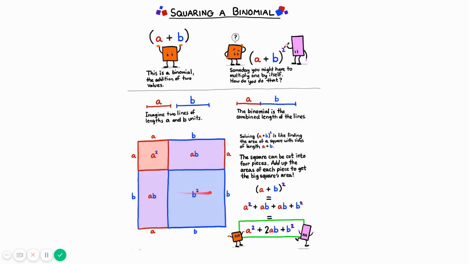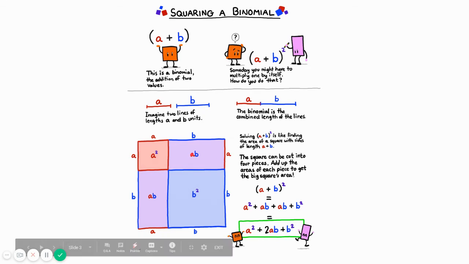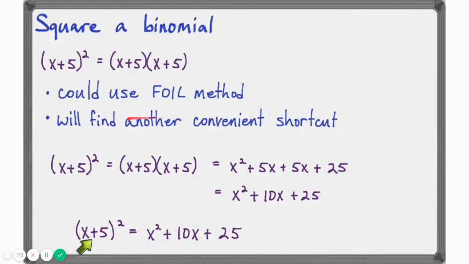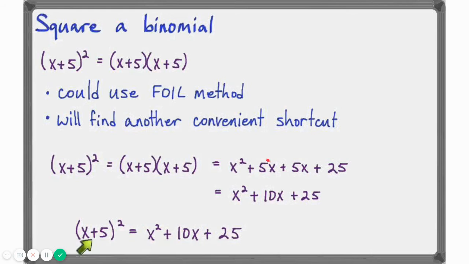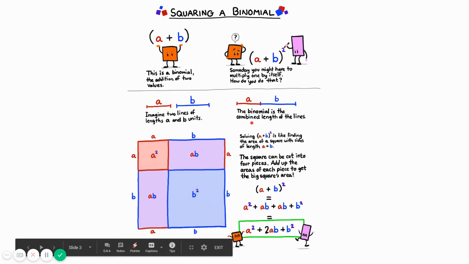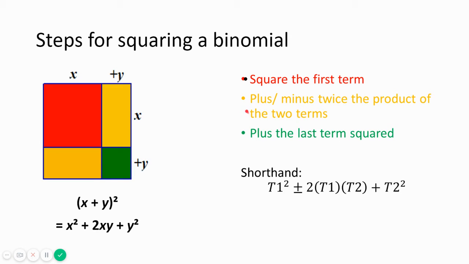So if I take all of these pieces and put them together, I would have A squared plus AB, another AB, plus B squared. And that would come down to A squared plus 2AB plus B squared. Similar to this, I could take this and square it, and then I have two of these, outer and inner, so there's two of those, and then the last, I would get this answer. So it might be a bit confusing. Let's work through some examples.